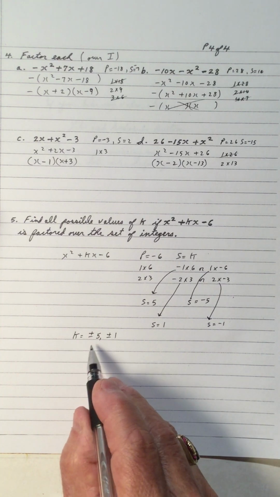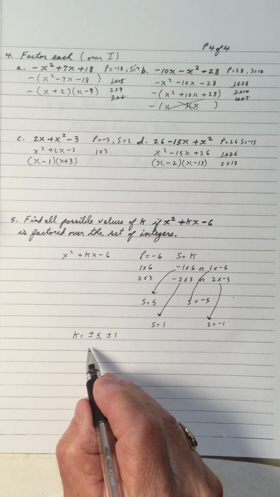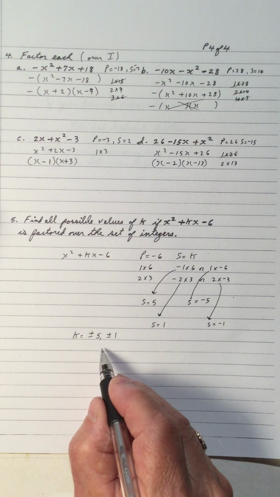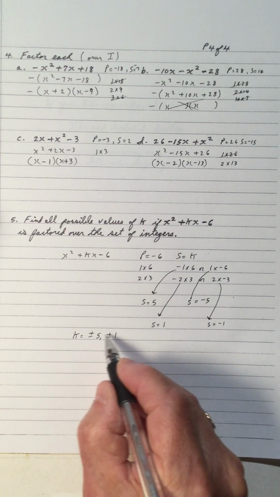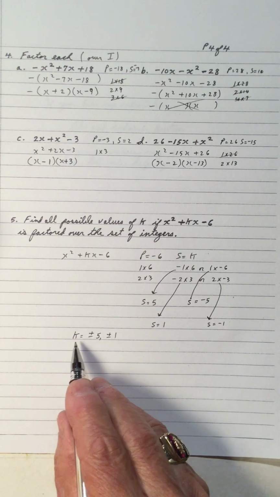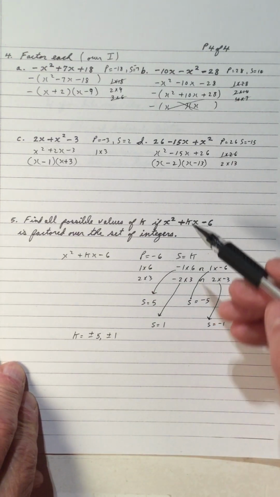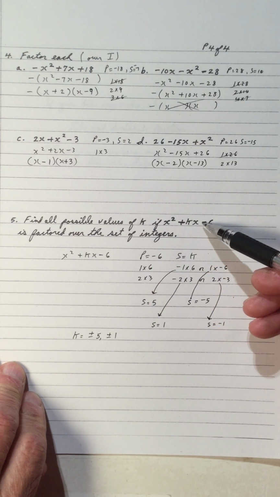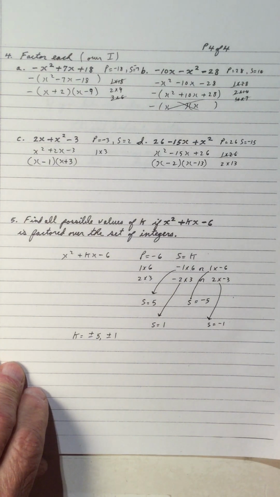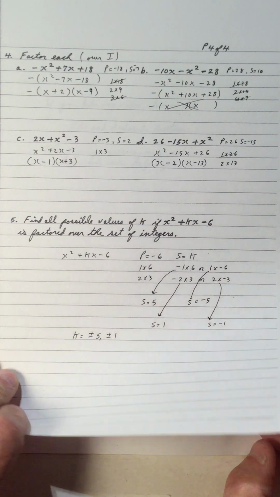This is another way to say it. I could have written them out: 5, comma, negative 5, comma, 1, comma, negative 1. But plus or minus is a shorter way to write it. So those are the possibilities of the sum when negative 6 is the product at the end of that trinomial.